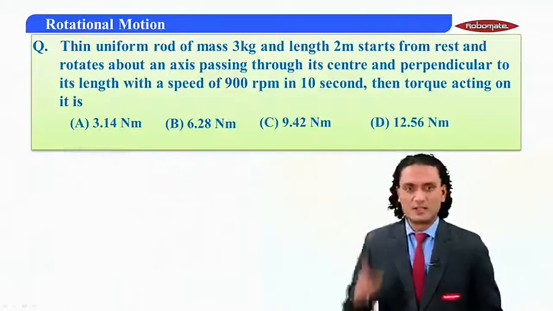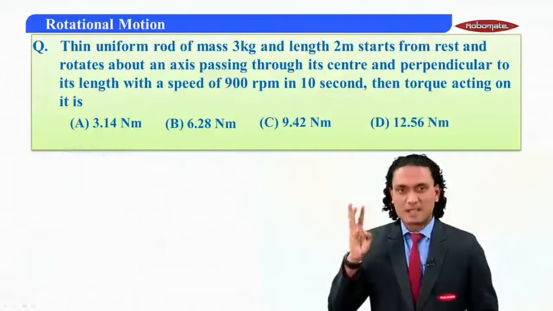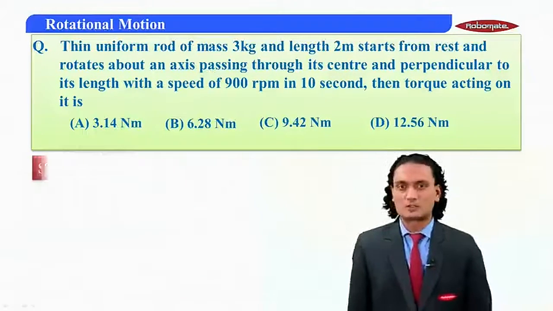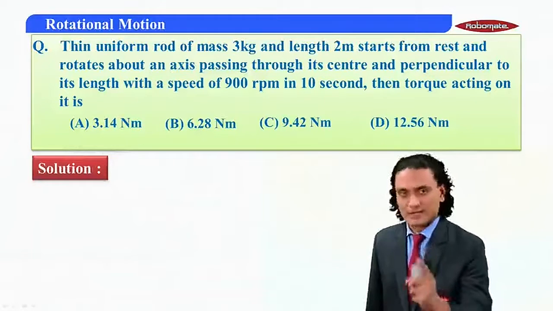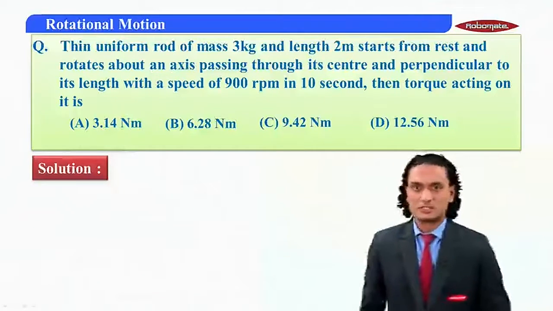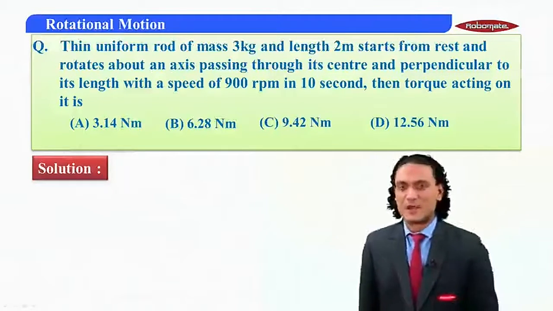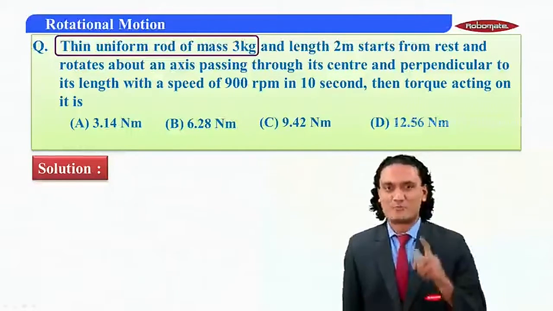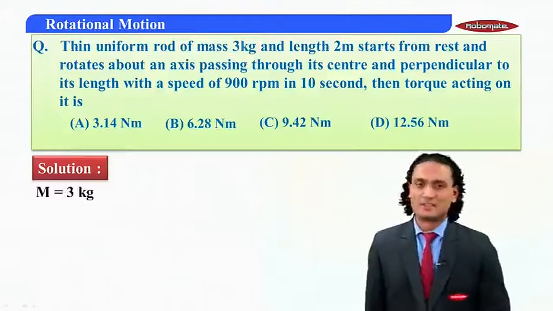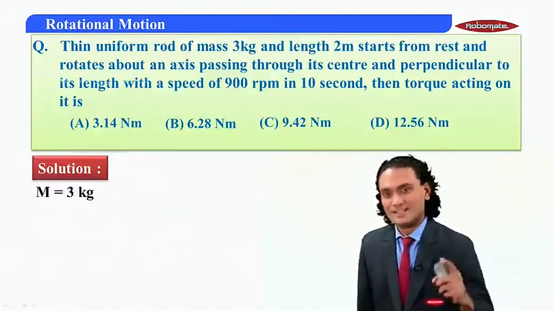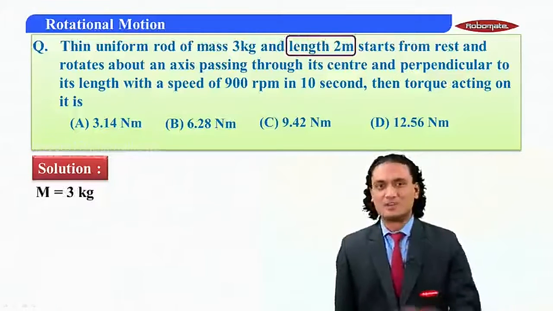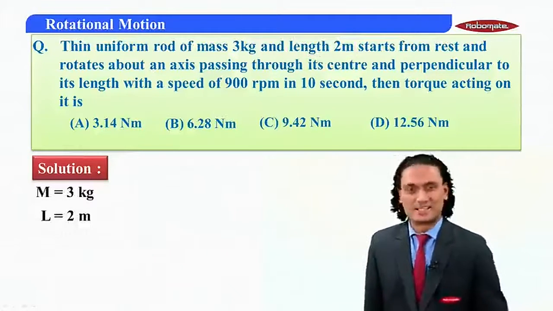Okay students, so what is the procedure? Yes, very good. Identify, set up, execute and evaluate. So let us move on to the solution. First step is, very good, identify the problem. So students, what's given in the question? A thin uniform rod of mass 3 kg. So M is 3 kg. Very good. Length of the rod is 2 meter. So L is equal to 2 meter.